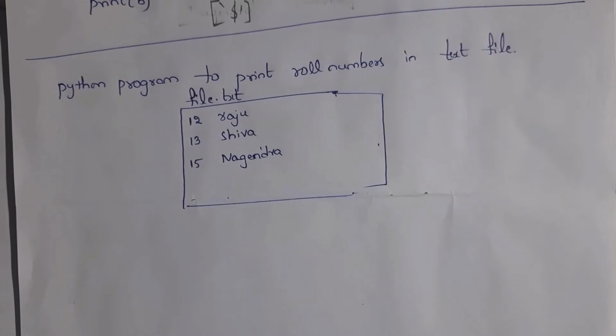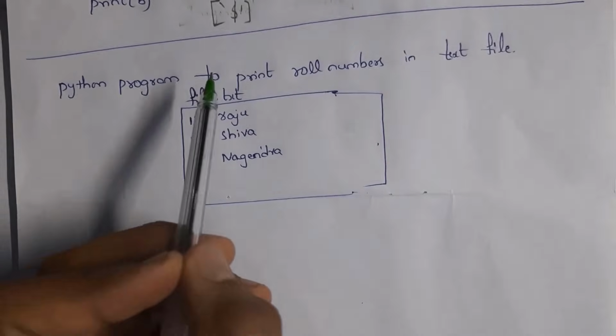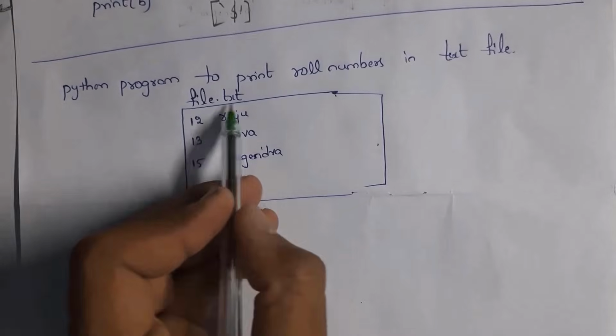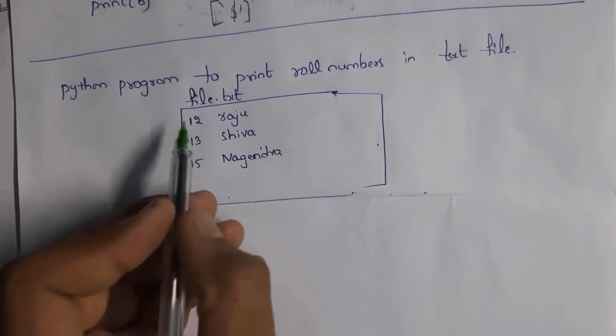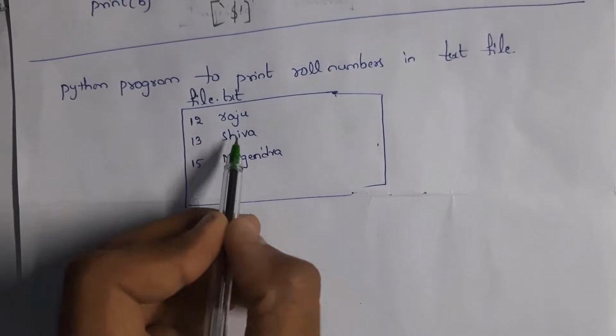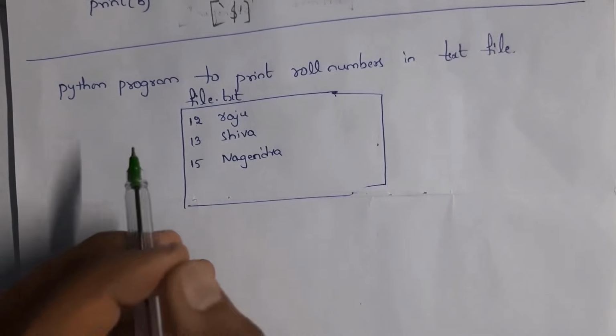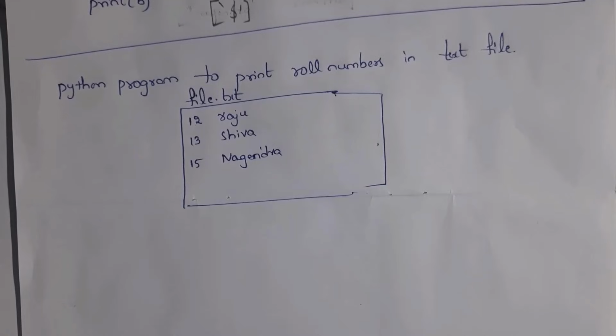This is another example. Write a Python program to print roll numbers in a text file. For example, there is one text file. The text file name is file.txt, and this text file contains information: 12 Raju, 13 Shiva and 15 Nagendra, where these 12, 13, 15 are roll numbers. Now I want to print only roll numbers by using regular expression.